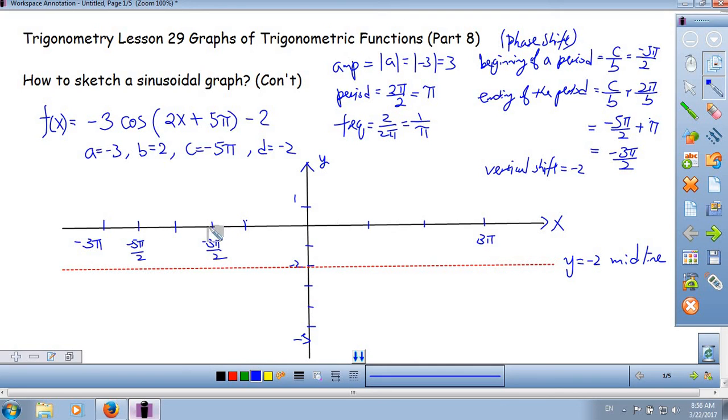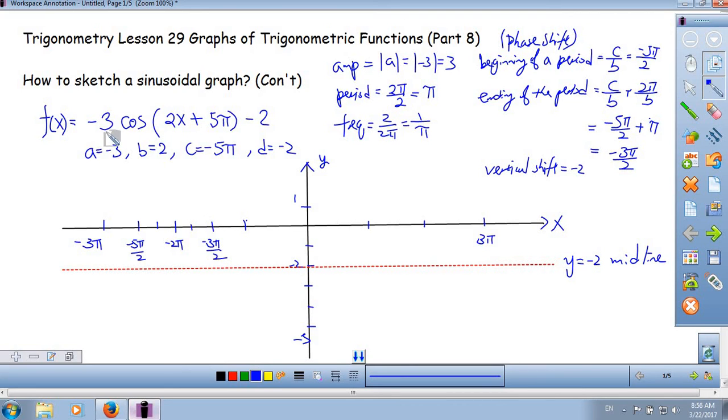Once we identify the period, we need to divide the first period into 4 equal parts. So this is negative 2 pi, so this will be negative 2 and a quarter pi. This is negative 1 and 3/4 pi. This is halfway between those two.